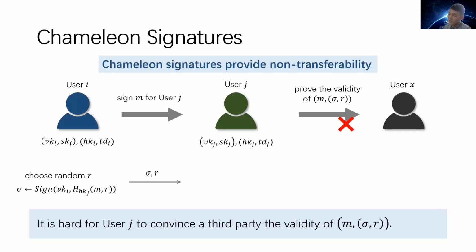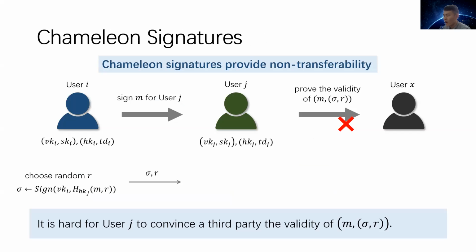Traditional signature schemes allow any party to check the validity of M and sigma. In some applications, M may contain sensitive information. Thus, it's desirable for the signer to generate a non-transferable signature to the recipient. To this end, Krawczyk and Rabin introduced the concept of Chameleon hash signature to achieve non-transferability.